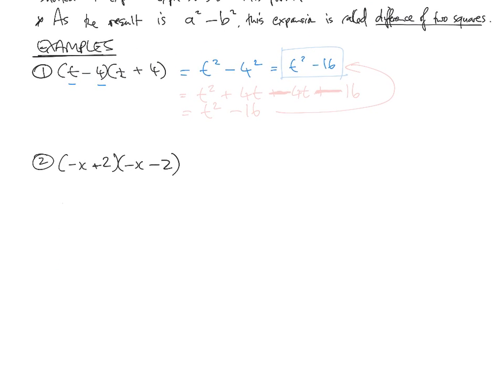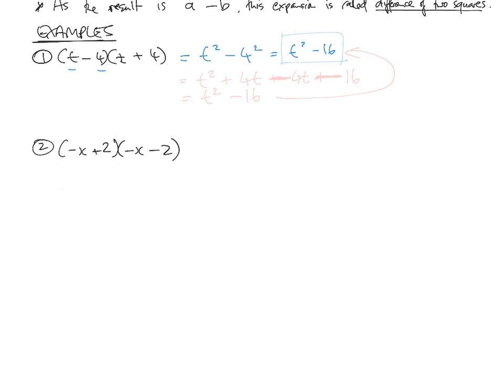for this slightly more complicated one. So negative x plus 2 in brackets times negative x take 2 in brackets. So in this situation, your a is negative x, your b is 2. So if we apply the difference of two squares expansion, it's going to be negative x squared, because negative x is a in this situation. So you need to write that in brackets.